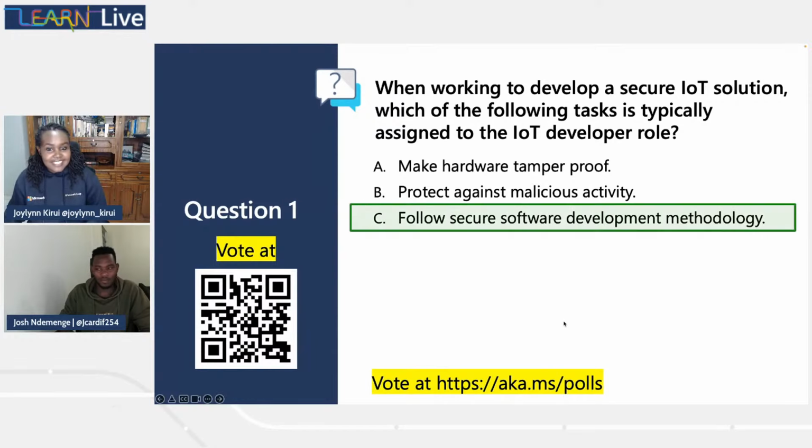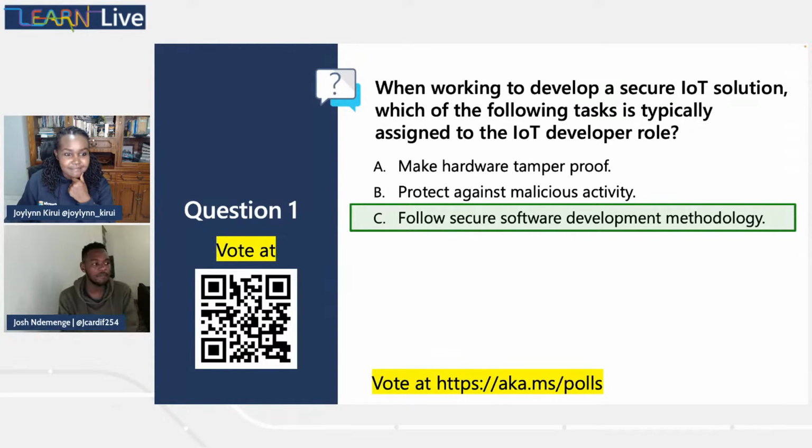Josh, what do you think the answer is here? We can just eliminate some. So definitely it's following secure software development methodology, because as the developer, it's their responsibility to build the firmware. And so it's very important for them to follow secure software development methodology.